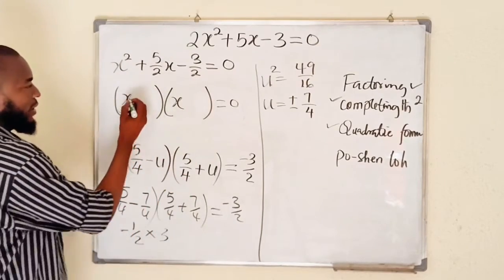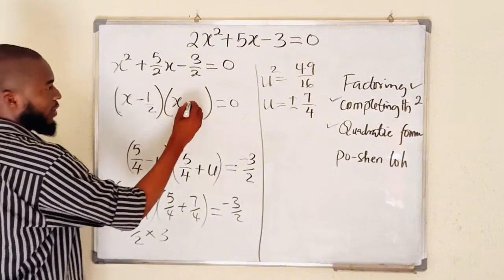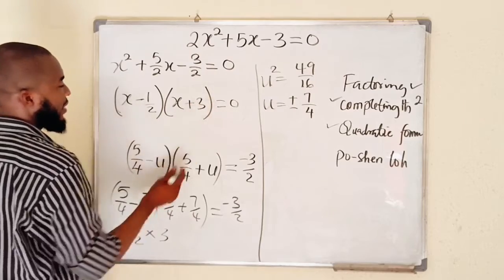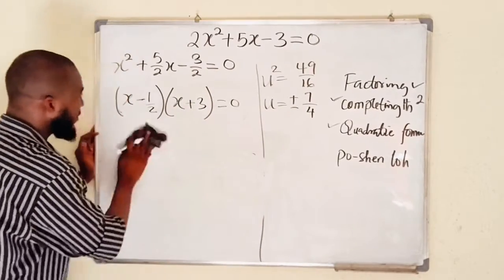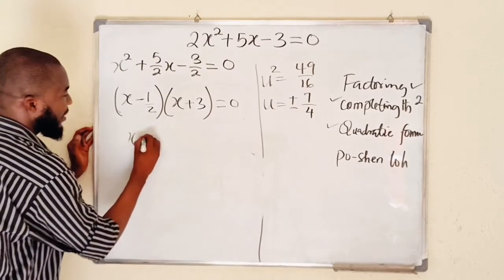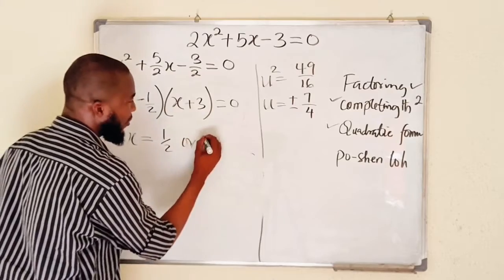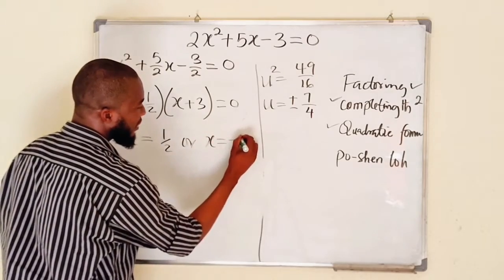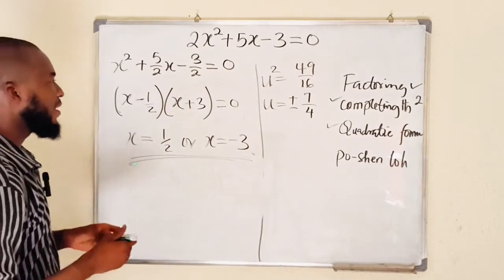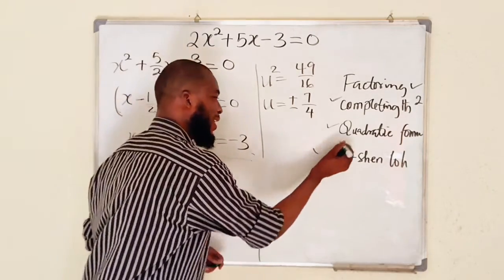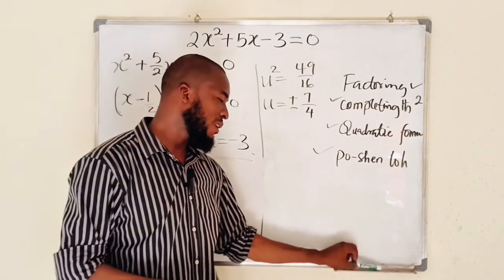So we have negative 1 over 2, then we have positive 3. So by setting each factor here to be 0, it implies that either x equal to 1 over 2 as it crosses over the equality sign, or x equal to negative 3. These are the two solutions. As simple as that. For the graphical method, you can try that. It is time consuming, so I cannot do that at the moment.